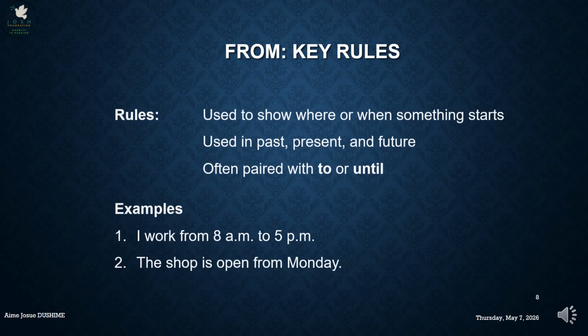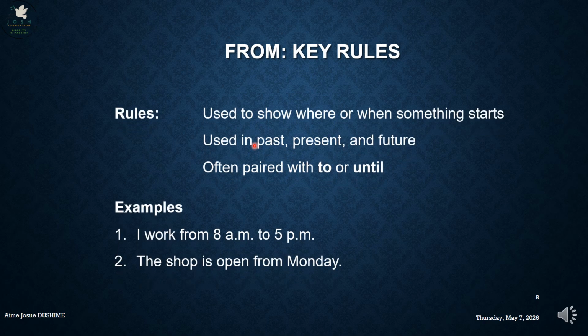The key rules of using from. Rule number 1. It is used to show where or when something starts. It is used in past, present, and future, often paired with to or until. Whenever I use from, it should be followed by to or until to indicate the length of an action, the length of time, specifically the start and the end of an action or of something. Example, I can say I work from 8 a.m. to 5 p.m. The shop is open from Monday.